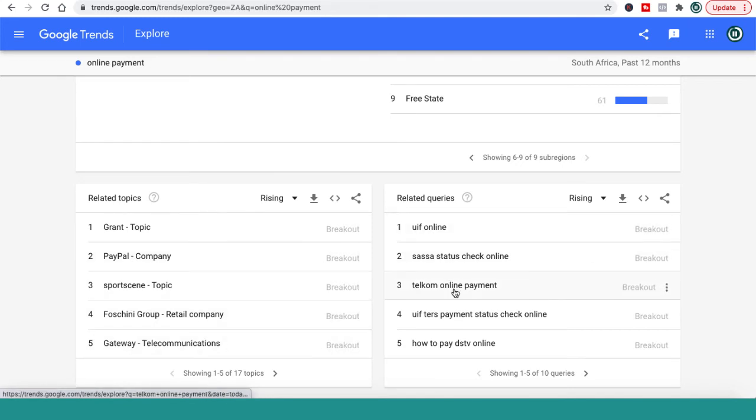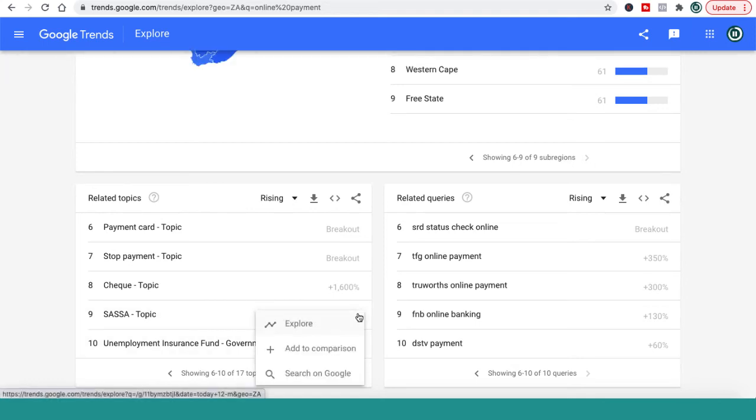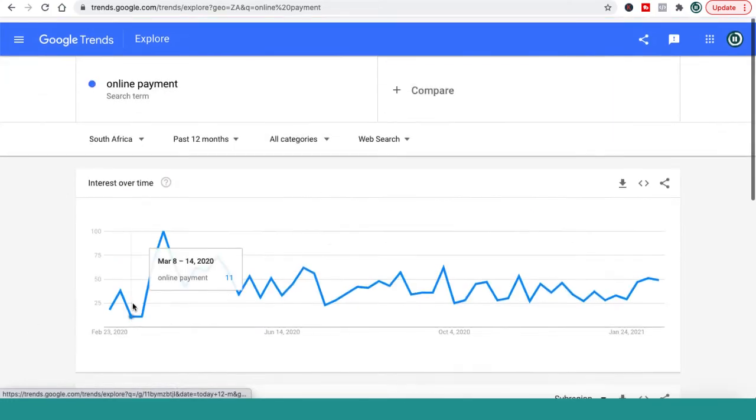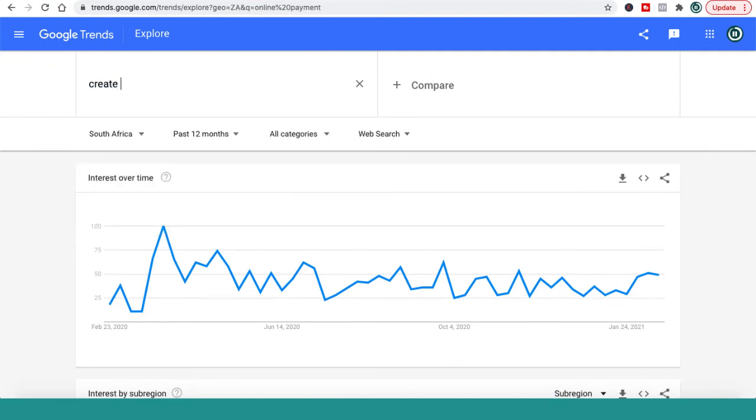Fashini Group, interesting, that is one of the breakouts from online payment. And then obviously the UIF, everyone was wanting to do that for their employees. Payment card. So you can see there's 17 topics related here. When you are wanting to do your course, you need to have a look at all the related topics so that you know what words to include in your course headings, in your module headings, and in your written content, so that you know what people are actually searching when it comes to courses.